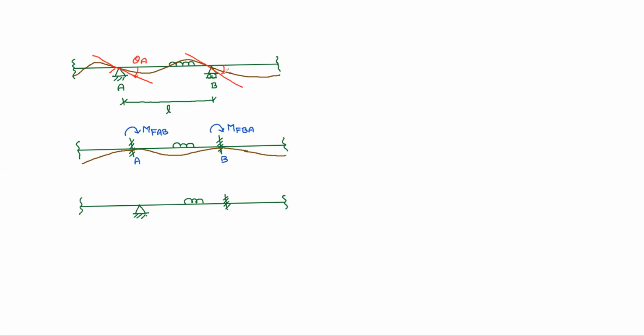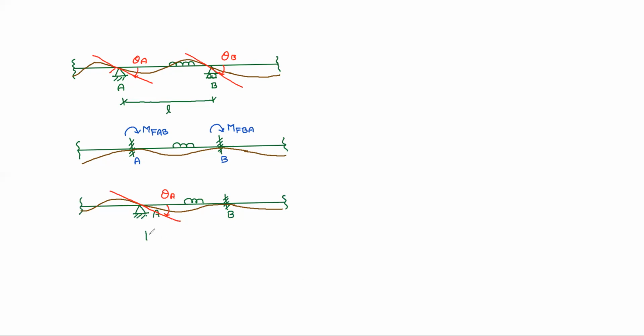Theta A, theta B. Okay. So now we are releasing at A. That means the deflection curve takes the shape like this. That means we are rotating this beam by theta A amount.